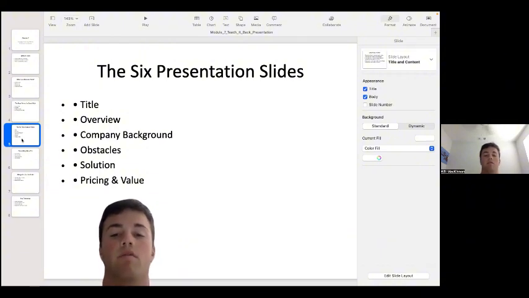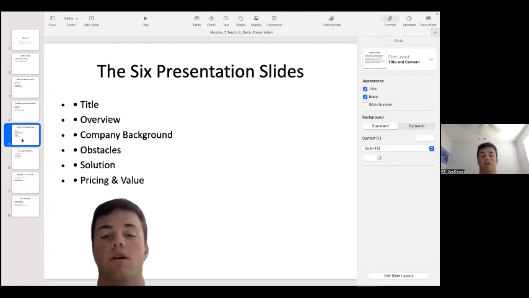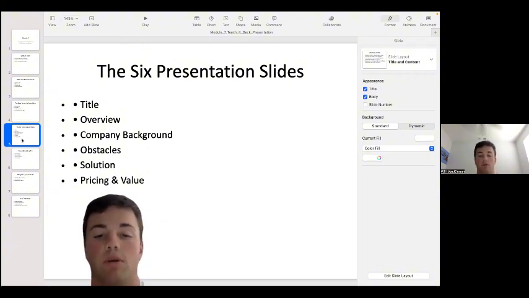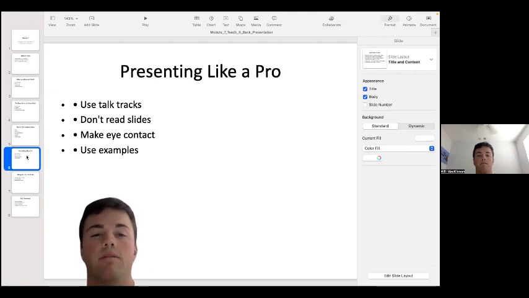Finally, the last slide is covering pricing and value. Instead of only talking about costs, you can explain why the investment should be worth it. One thing I liked about the structure is that every slide builds on the previous one. So it feels more like telling a story instead of just jumping around random ideas.